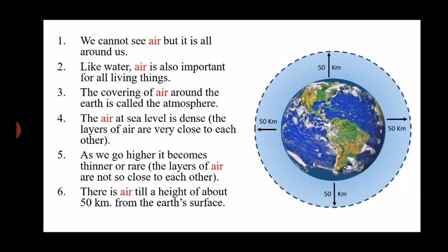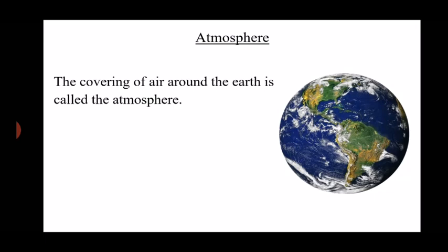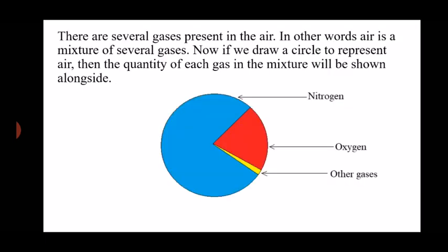There is air present up to a height of about 50 km from the Earth's surface. Children, the covering of air around the Earth is called the atmosphere. There are several gases present in the air. In other words, air is a mixture of several gases.